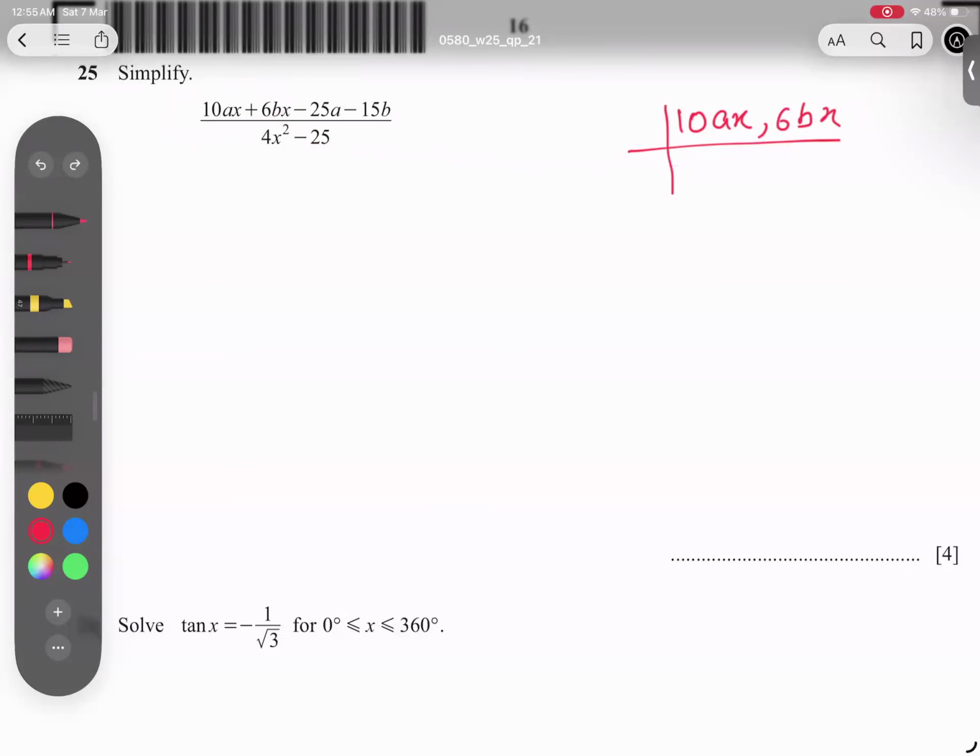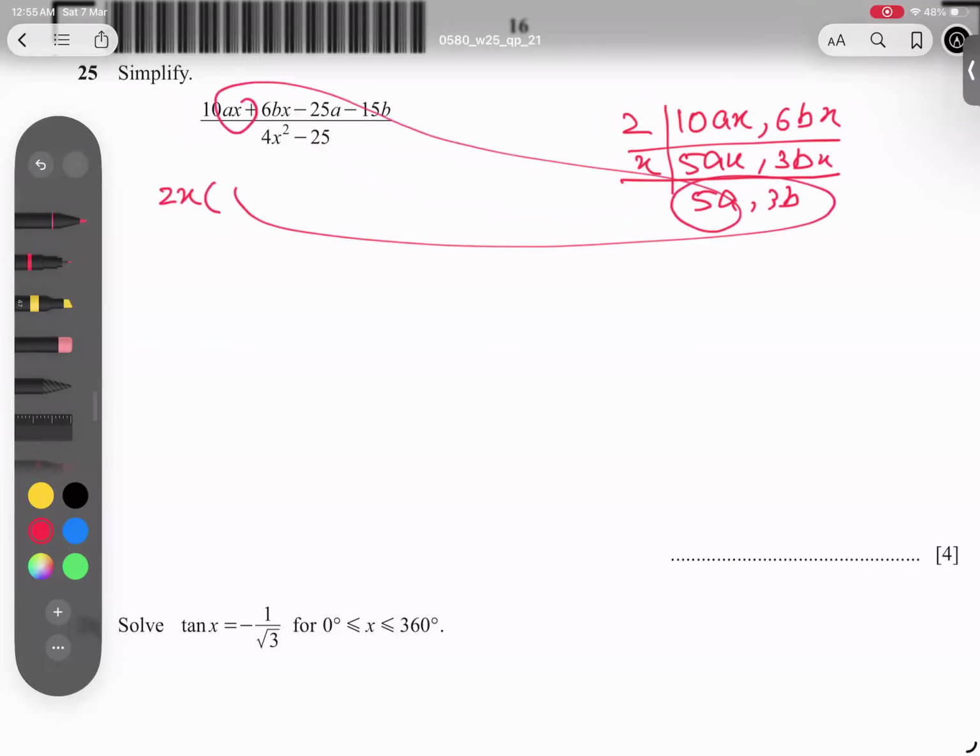If I take these two values, first divisible by the table of 2. 2 5s are 10, ax copy, 2 3s are 6, bx copy. So x is common, I got a 5a and I got a 3b. It means from these two, if I take 2x common out, what is left inside? These two values including plus in the middle. So I'm getting 5a plus 3b.